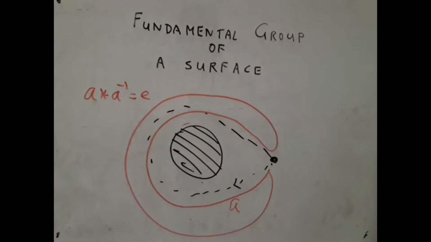Now it would come as a surprise that all these things will actually form a group. And this group will be different for different types of surfaces, whether you have holes in them or you do not have holes in them. And we'll say the two surfaces are basically in the same class if they have the same fundamental group, and they belong to different classes if they have different fundamental groups.